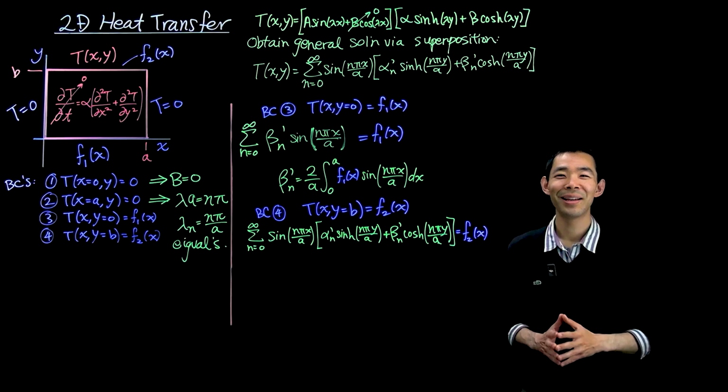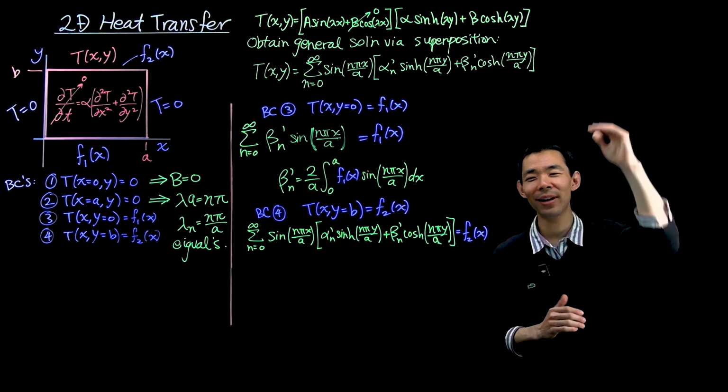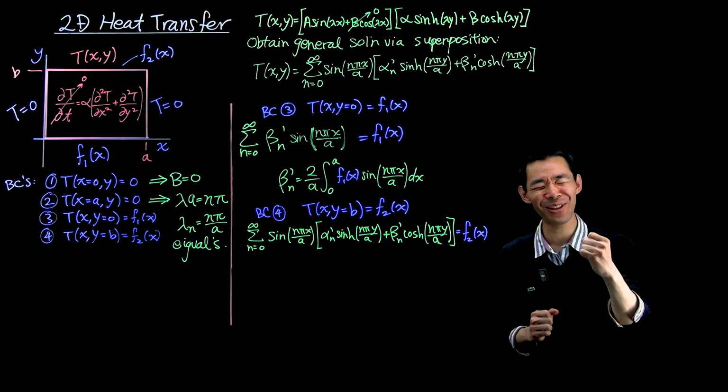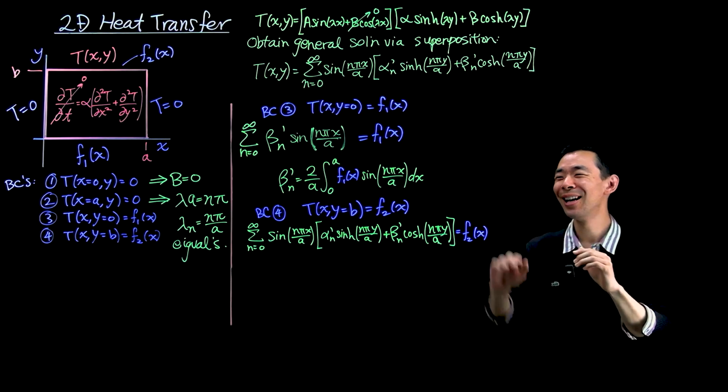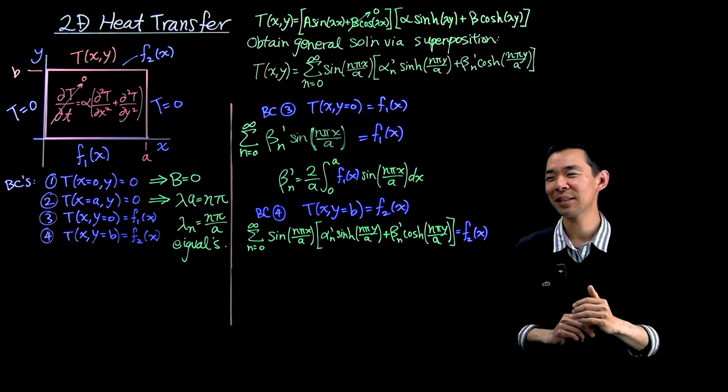All right, so boundary condition number 4 at the top boundary. Oh my gosh, are you getting tired? I'm getting very tired. Let's just power through this a little bit more, just a little more and we're done. So the boundary condition at y equal to b is equal to f2 as some function of x.